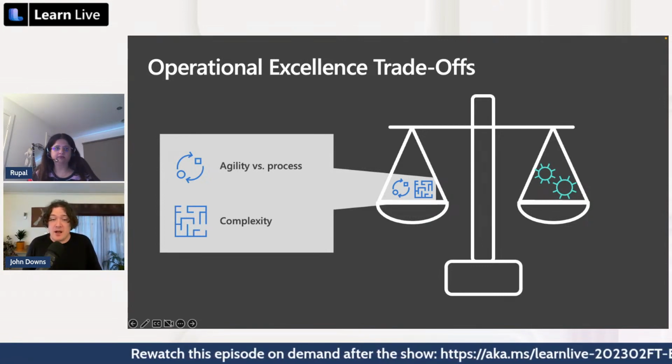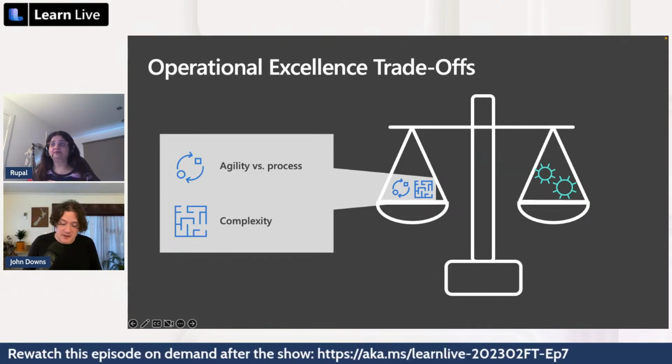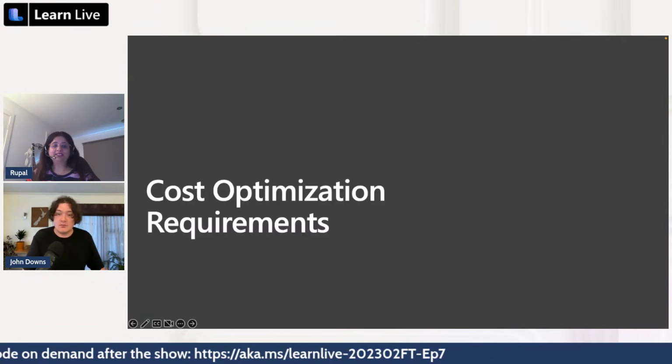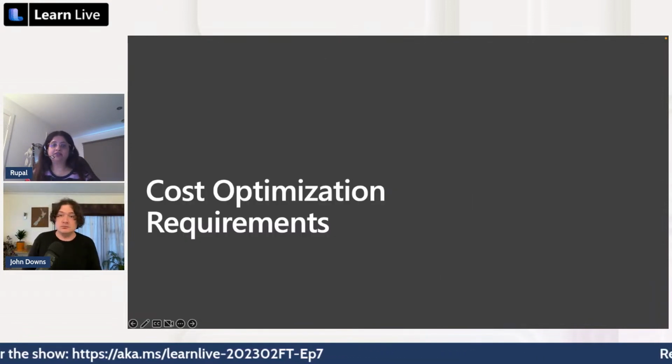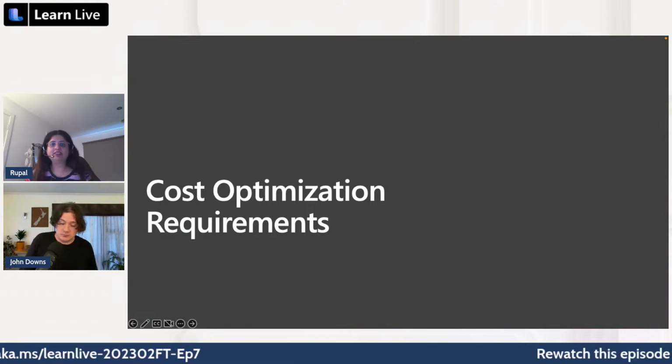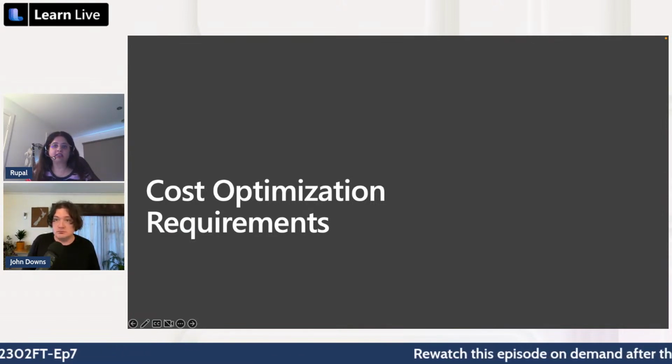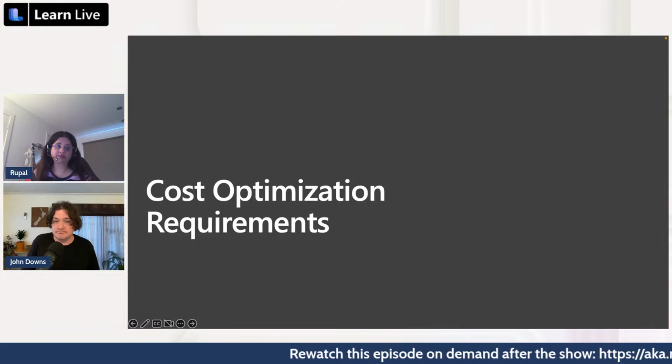So Ripple, how about we now move on to the final pillar in the well-architected framework? Sure. The final pillar of the well-architected framework is cost optimization, which helps us understand the amount that our solution costs.